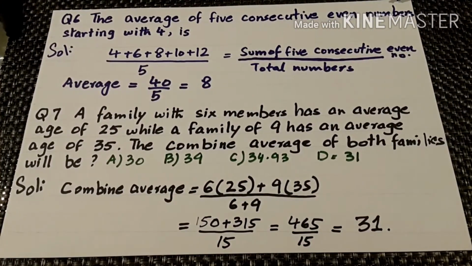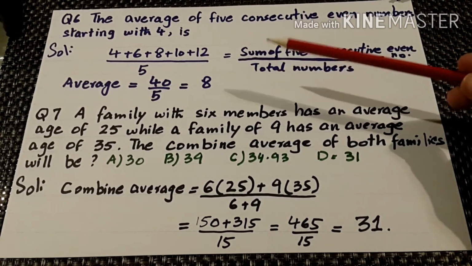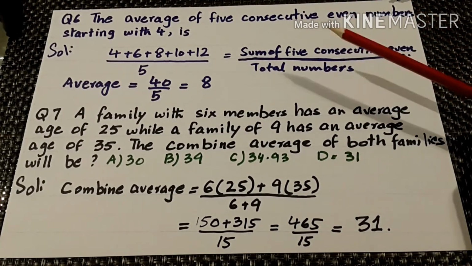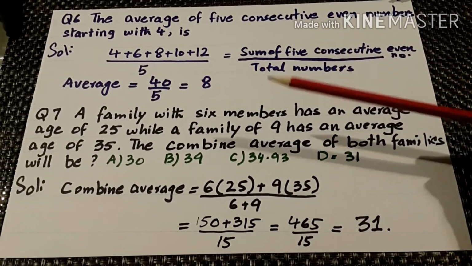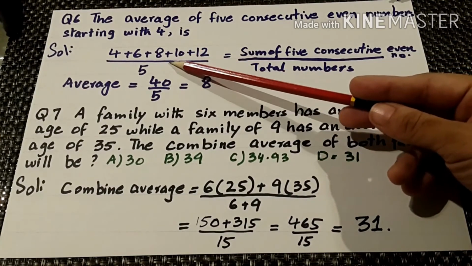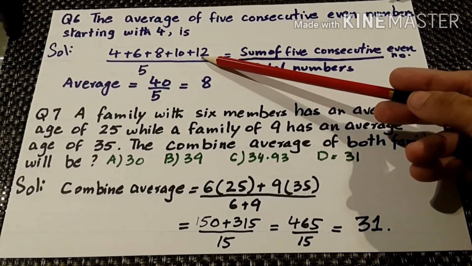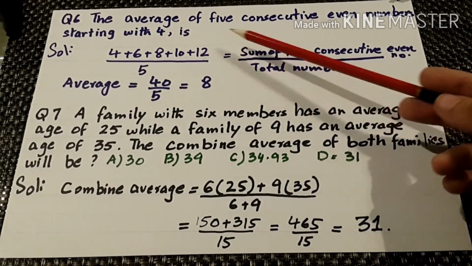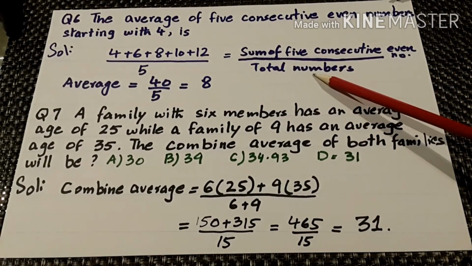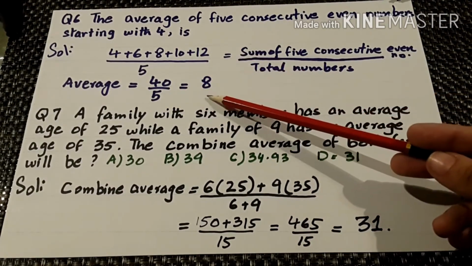Question number 6 states the average of 5 consecutive even numbers starting with 4 is, we have to find the average. Now the consecutive even numbers starting with 4: 4 is an even number, then 5 is odd, we take 6, 7 is odd, we take 8, then 9 is also odd, we take 10, 11 is odd, we take 12. So 4, 6, 8, 10, 12 are 5 consecutive even numbers, and we will divide by total numbers. Total numbers are 5 and we get the average. It is 40 by 5, that is equal to 8.